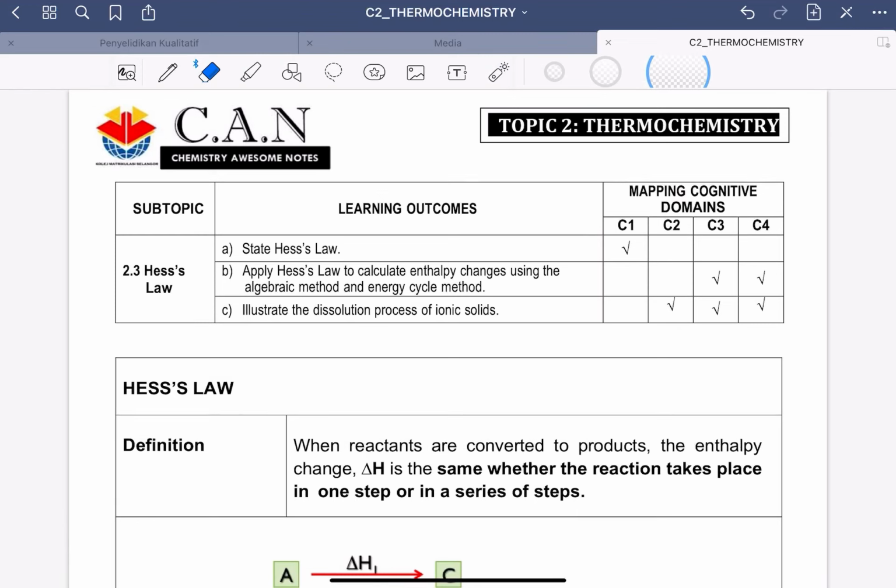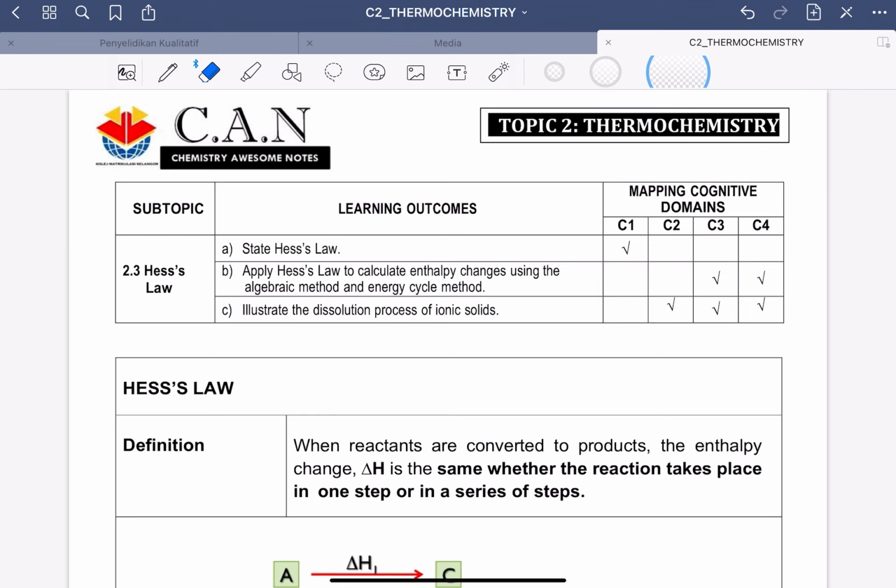Hi everyone, in this video I'm going to explain to you what is Hess's law. As you can see the definition here, Hess's law is when reactants are converted to products, the enthalpy change, the delta H, is the same whether the reaction takes place in one step or in a series of steps.